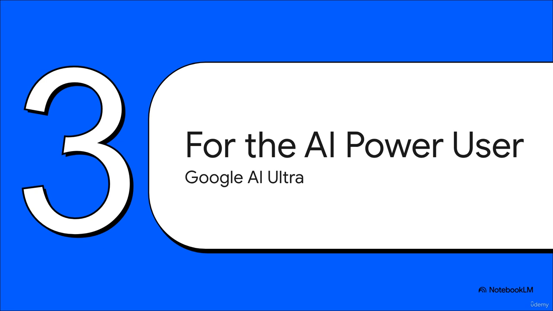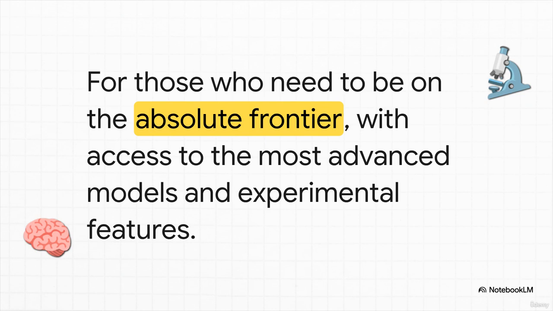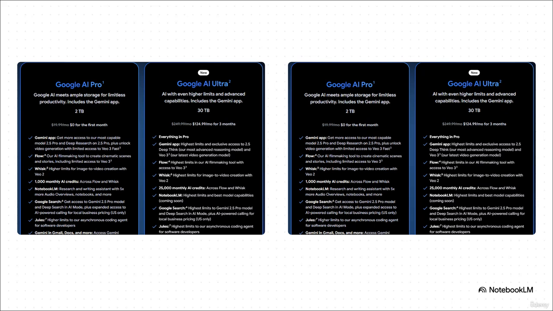Let's level up and talk about the person who needs to be right on the absolute cutting edge of what's possible. Right. So if the Pro plan is for the creator, think of the Google AI Ultra plan as being for the innovator. This is your all-access pass to the most powerful models and the newest, most experimental features that Google is working on.